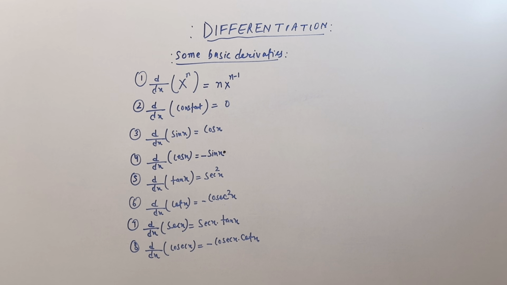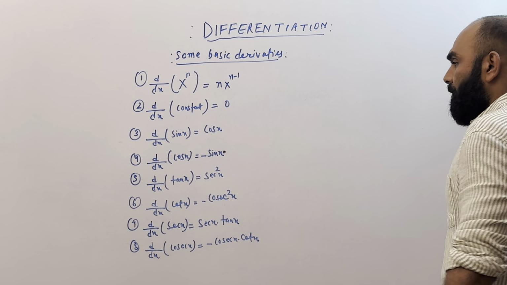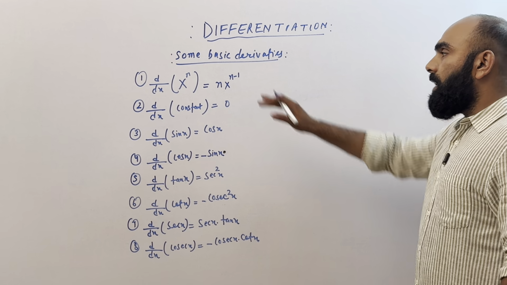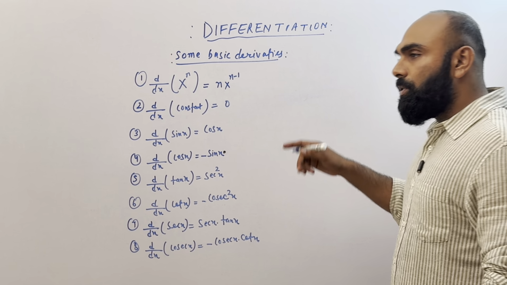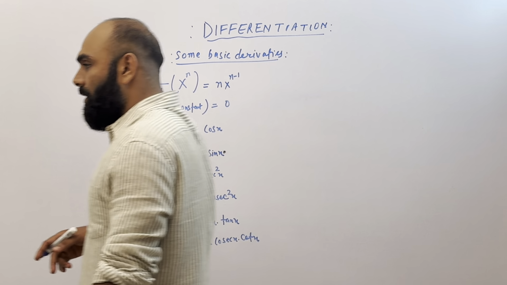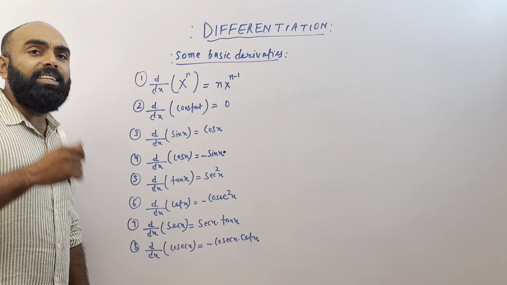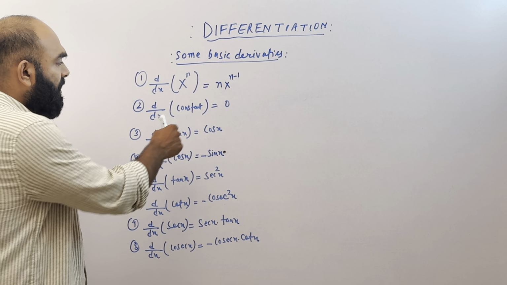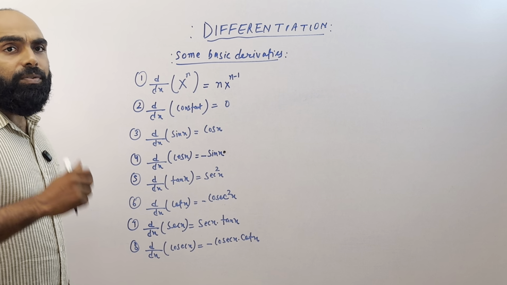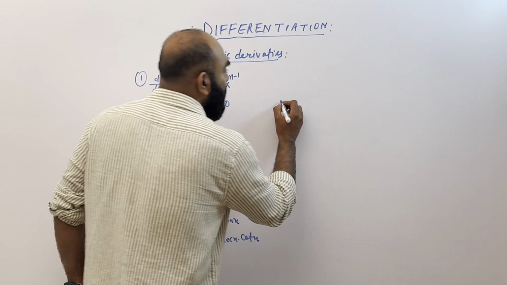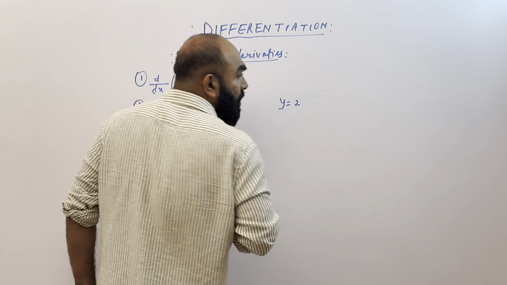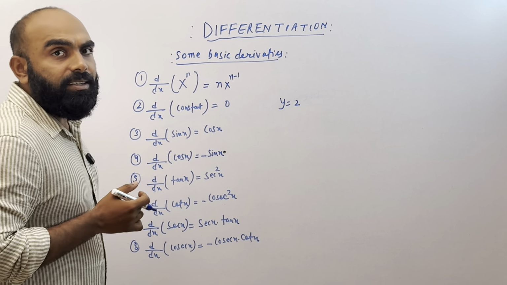Some basics, derivatives. You have to know all these things. d by dx of x to the power n is n into x to the power n minus 1. So it's a function. What is x to the power n? It's x to the power n, in any function. So a constant term is also a function. If I'm writing y is equal to 2, this is a constant, and a constant is a function.